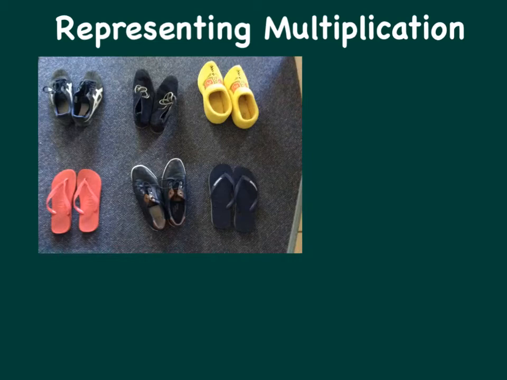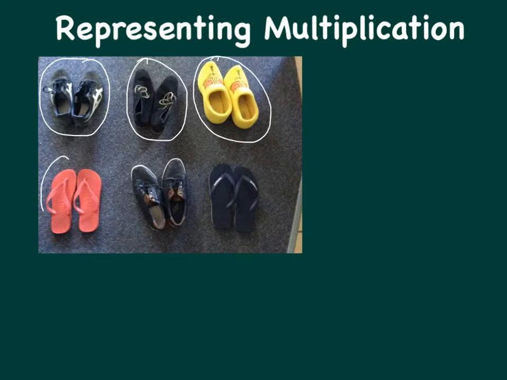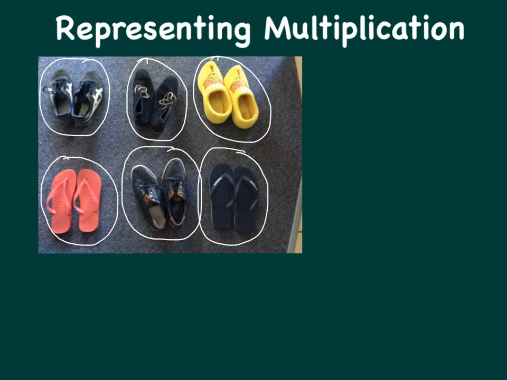The way that works is we can circle each of the groups of shoes. The group in this case is a pair, because shoes aren't individual, shoes come in pairs. So let's circle all of the groups of shoes. Okay, that's 3, 4, 5, 6. So what we just did there is we've circled the 6 groups. So I'll write here groups. So we have 6 groups.